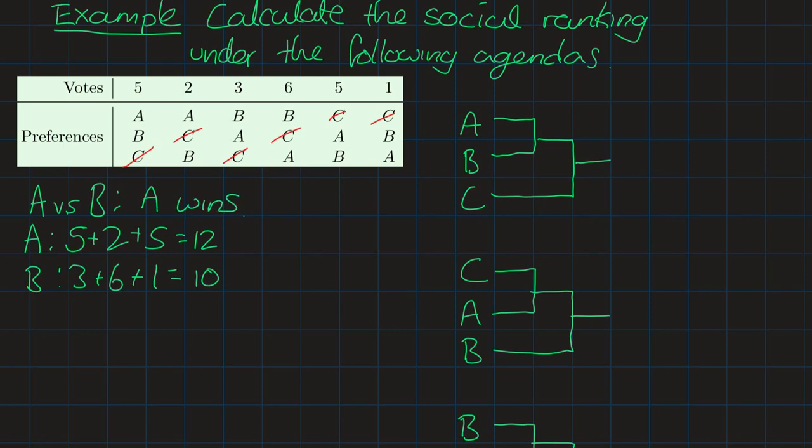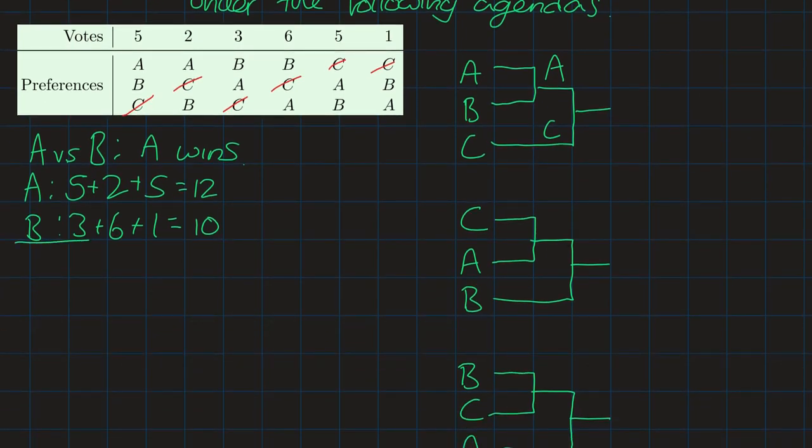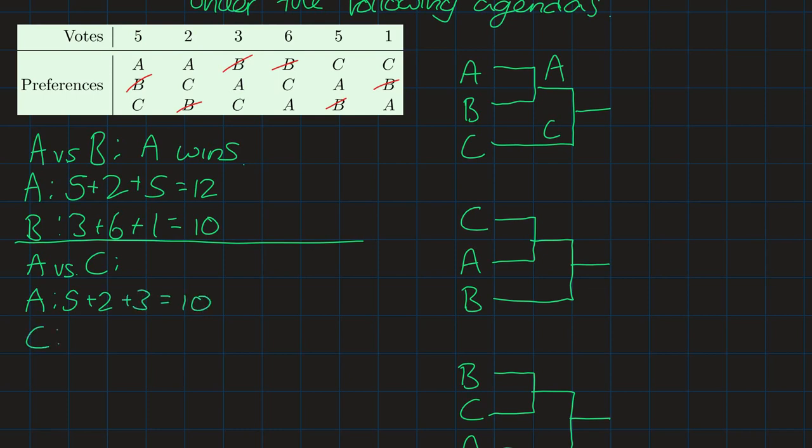That means A goes forward, and C automatically goes forward. To work out who wins this agenda, I need to know who would win in a head-to-head election between A versus C. Let's erase all of these red marks I drew. Now I'm considering A versus C, so I eliminate B. A would get 5 plus 2 plus 3, which is 10. And how many would C get? C would get 6 plus 5 plus 1.